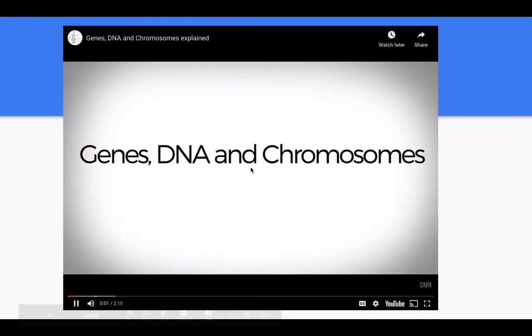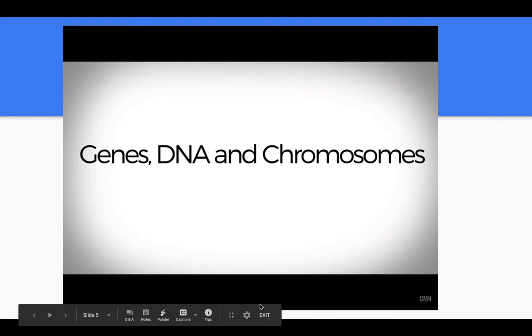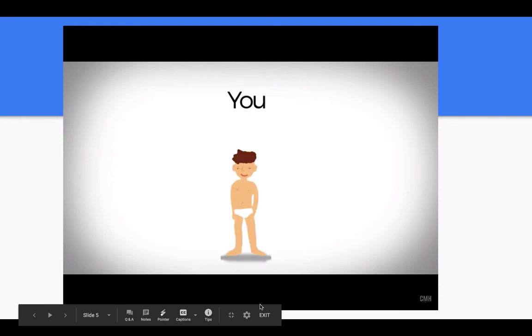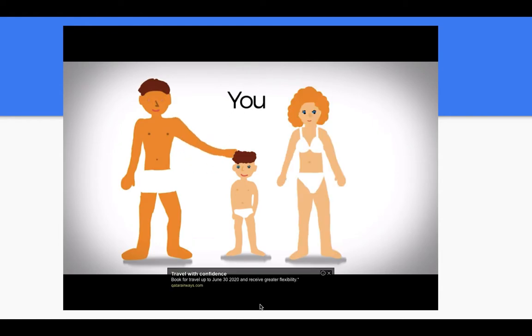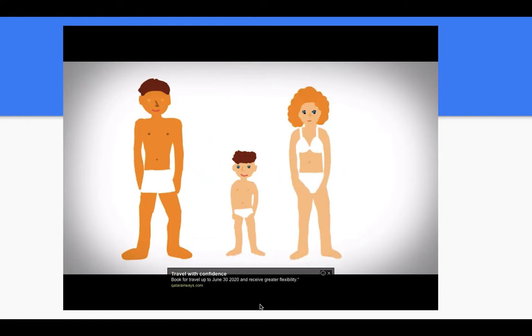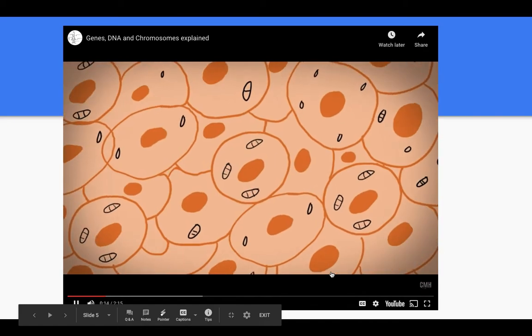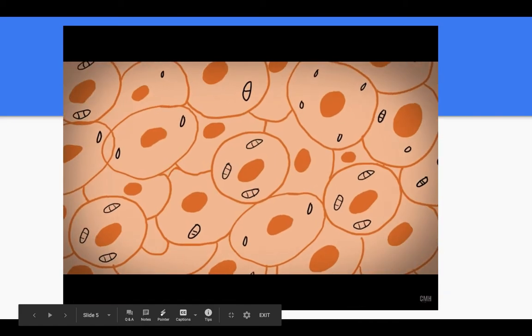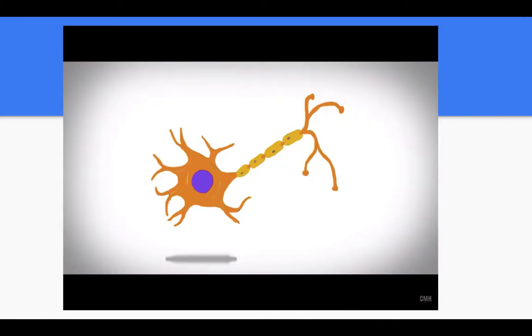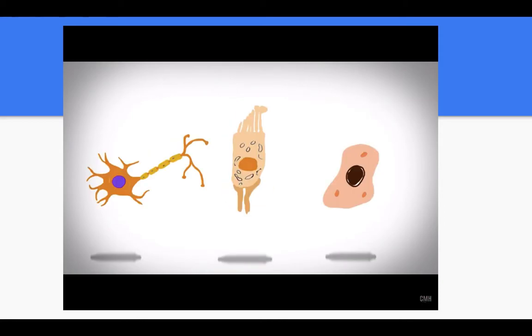Genes, DNA, and chromosomes are what make you who you are. They are the set of instructions that are given to you by your father and mother. These instructions are in your cells, and all living organisms are composed of cells. There are many different types, like nerve cells and hair cells and skin cells. They all have different shapes and forms, but every cell has the same basic parts.